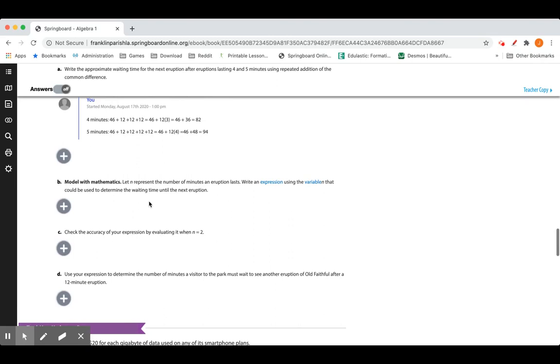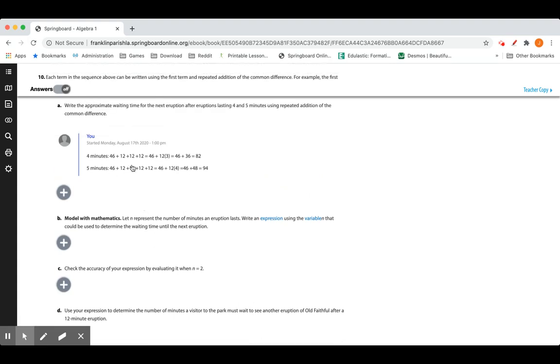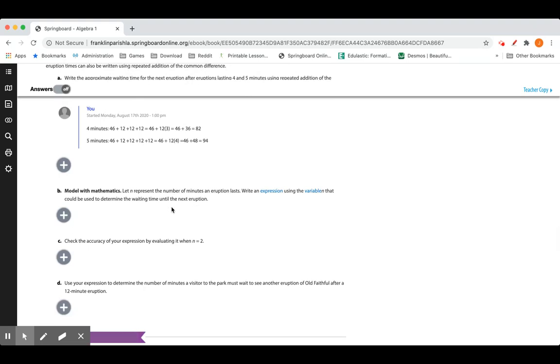Part B. Let n represent the number of minutes an eruption lasts. Write an expression using the variable n that could be used to determine the waiting times until the next eruption. So if we don't want to have to add it up all the time like we did, we want to be able to use an expression so that no matter what time they give us, we could figure it out.